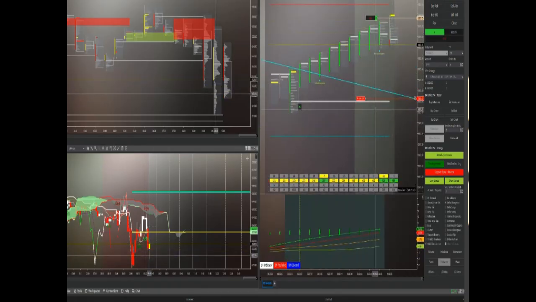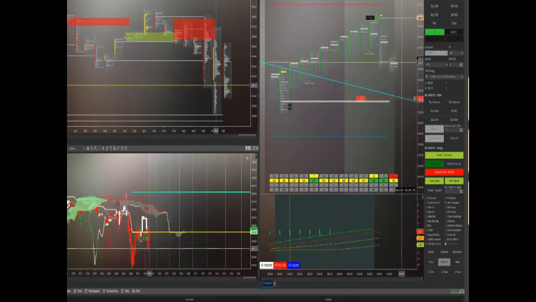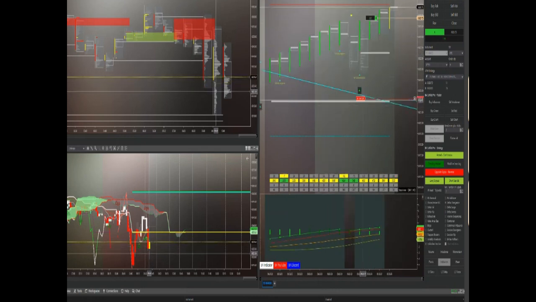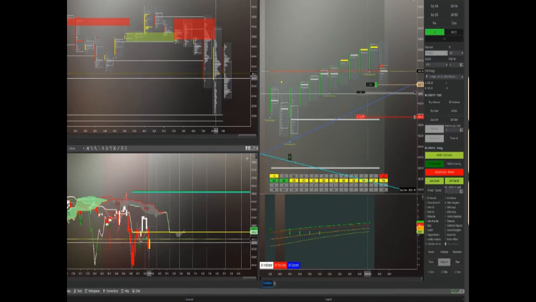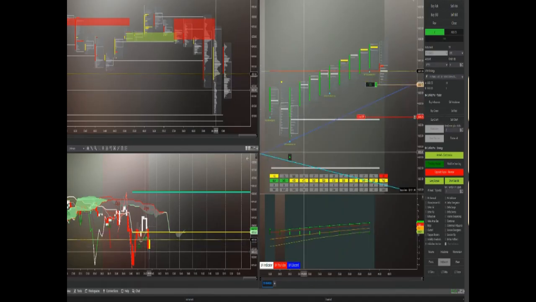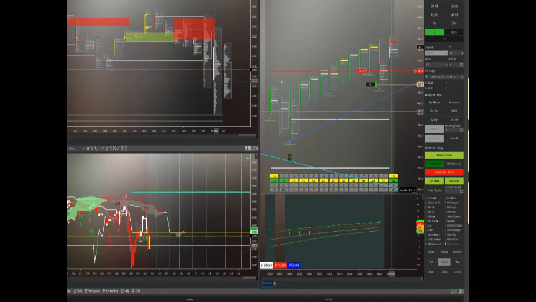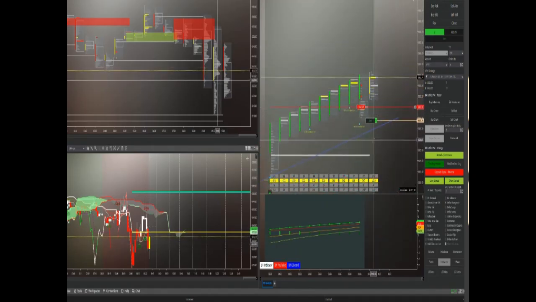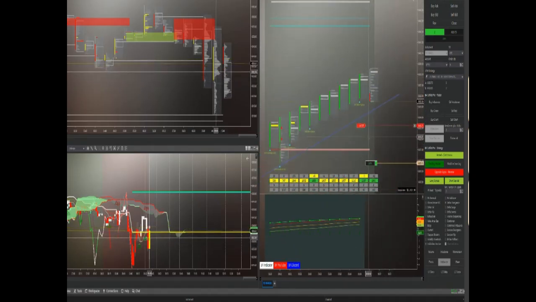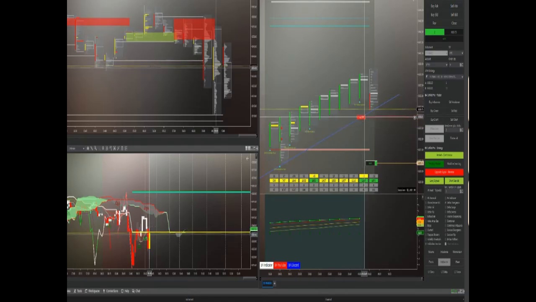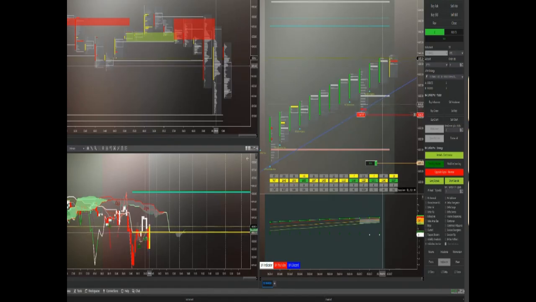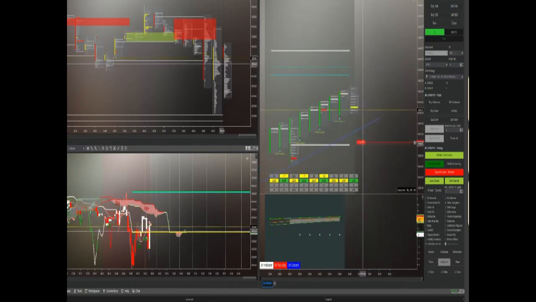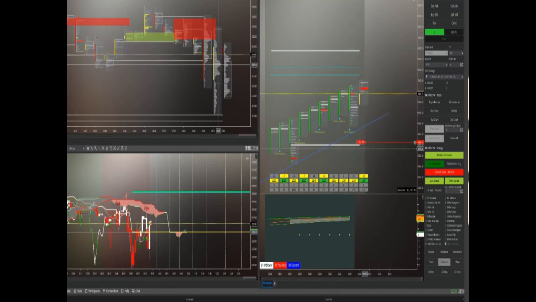Stop fill. Order filled. Stop filled. Oh, I didn't get to pull it in time. Got the trend line right here. Got the auto trend line. The auto trend line's your friend, guys. It does work very well.